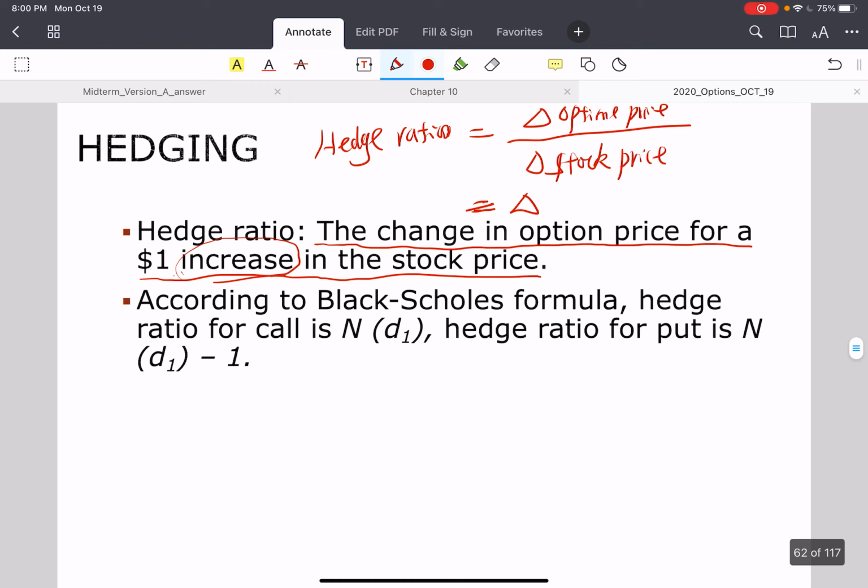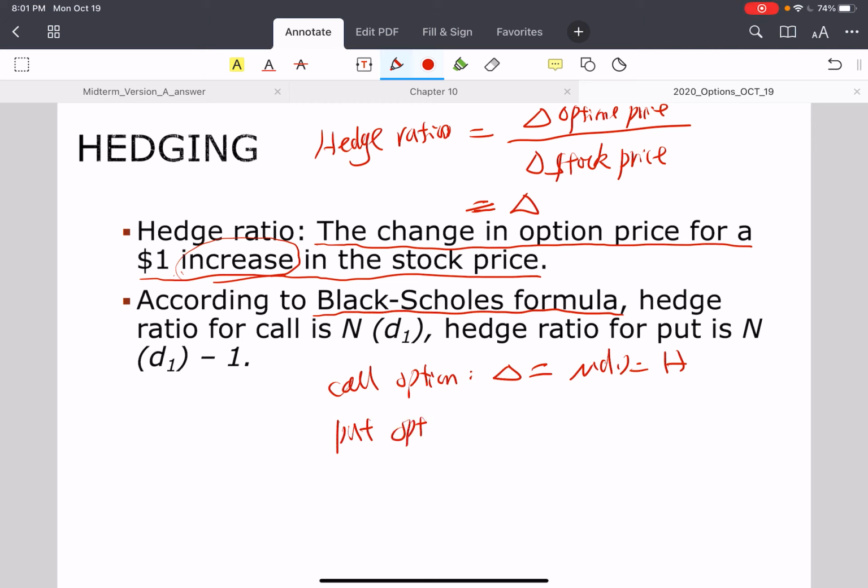And we have also learned in the Black-Scholes formula that if you have a call option, its delta equals N(d1). That is the hedge ratio here. If you have a put option, its delta equals N(d1) minus 1, which equals the hedge ratio.